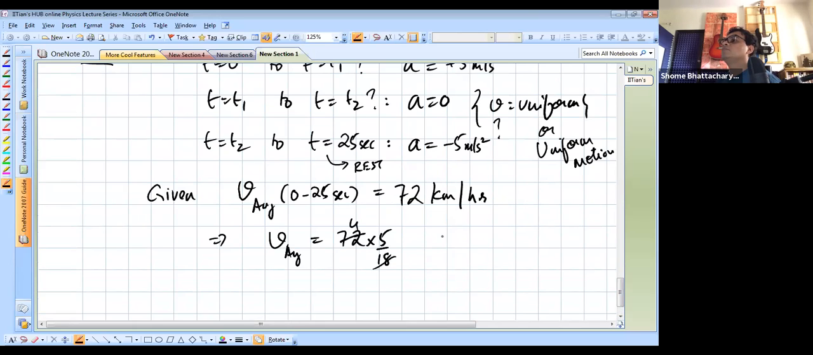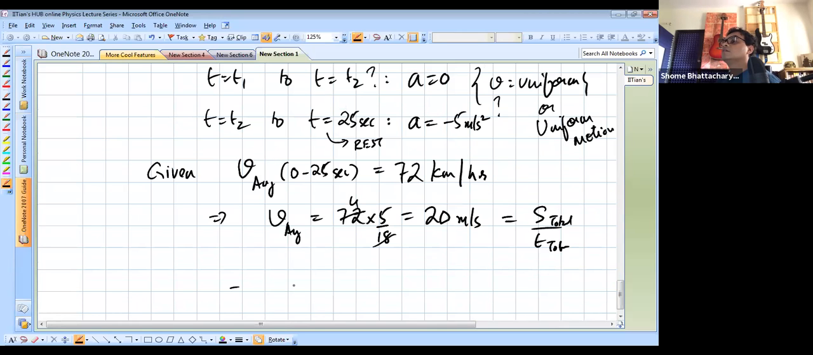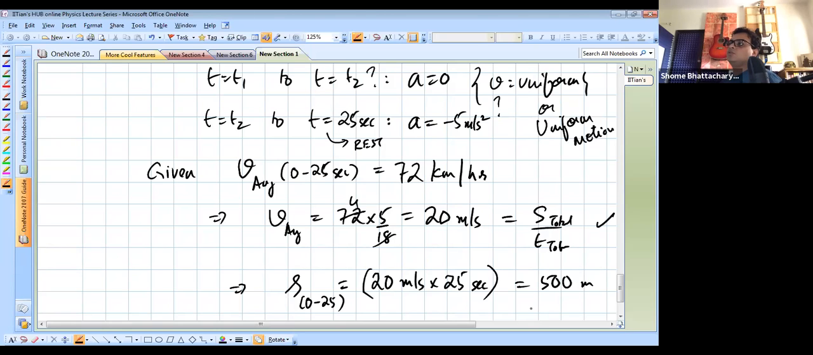So that is 20 meters per second. Now this average velocity is equal to what? Total displacement upon total time. So that means the total displacement from 0 to 25 seconds is the average velocity, which is 20 meters per second, into the total time, which is 25 seconds. I'm just making use of this definition now. So that is how much it is: 500 meters or 0.5 kilometers.